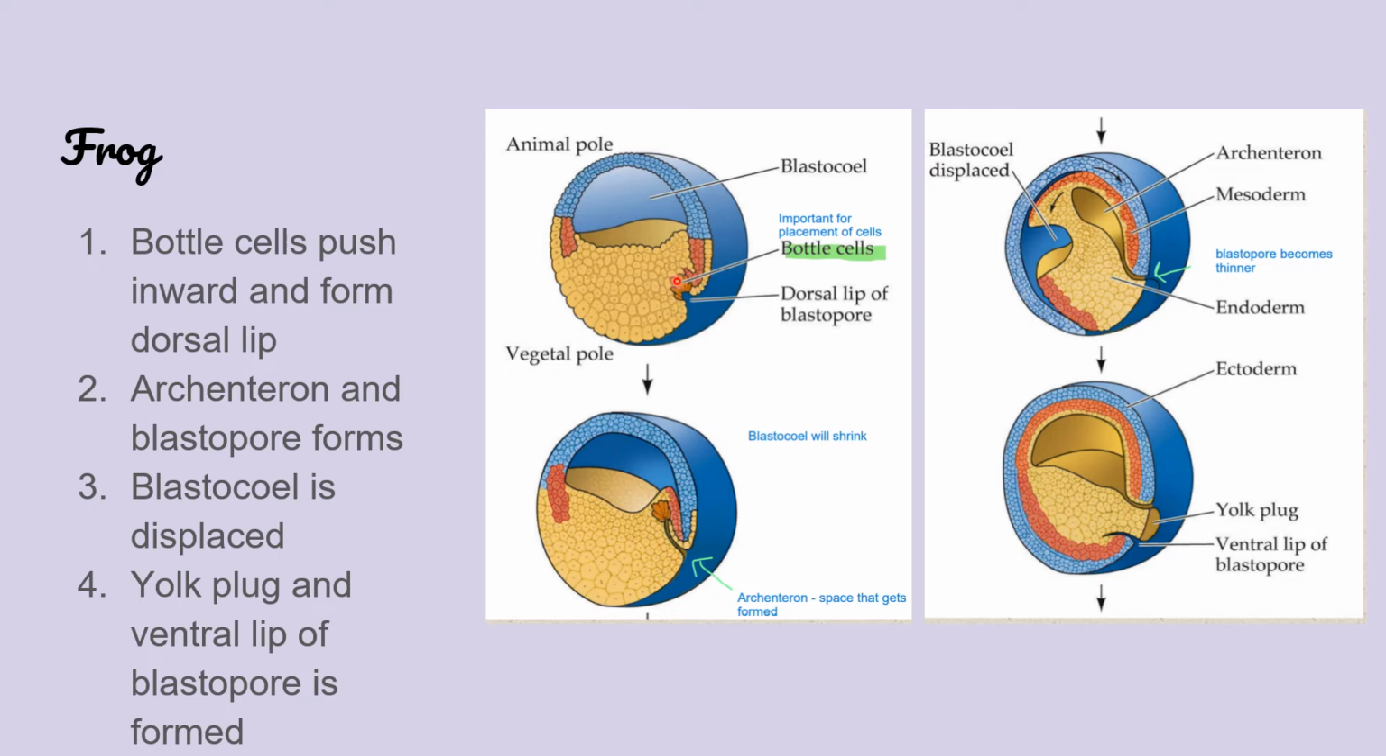Here you have these bottle cells, which help form the dorsal lip of this blastopore. And so the bottle cells are just going to push upward, eventually displacing the blastocoel and moving around the cells. So here you can kind of see the archenteron and that blastopore forming more and becoming more pronounced. And then eventually it'll all move in a way, and then you'll have a yolk plug here, just this mesoderm sticking out, and then this ventral lip of the blastopore formed.